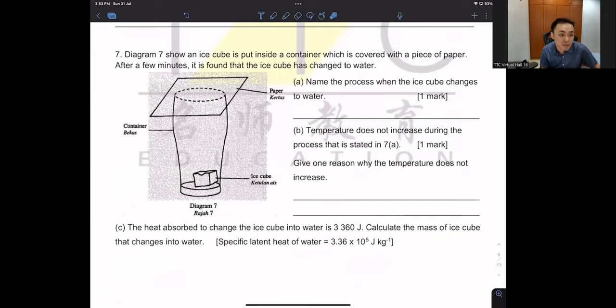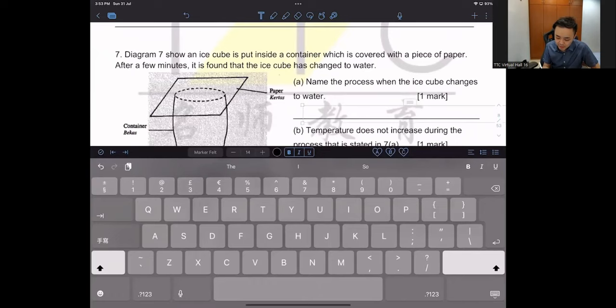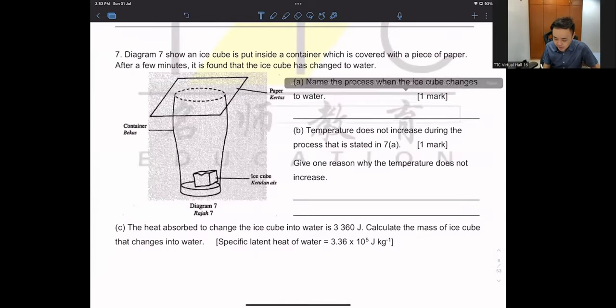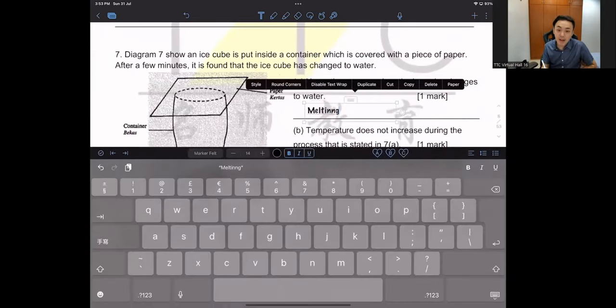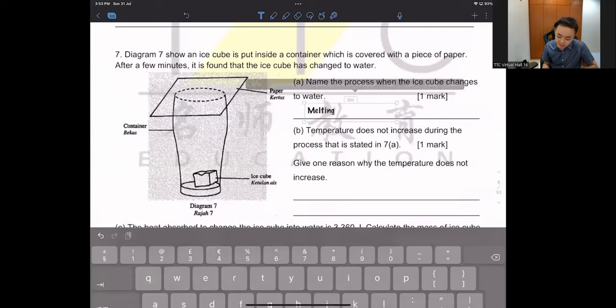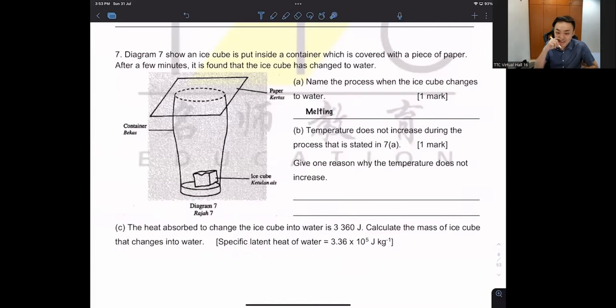After a few minutes, it is found that the ice cube changed to water. Well, obviously, what does it mean by this? Change to water, a different word, okay? Process, literally, that's the answer they're looking for here. I asked your primary school brother, he also knows, melting, of course, right? Why did I get freezing? Ice cube becomes water.